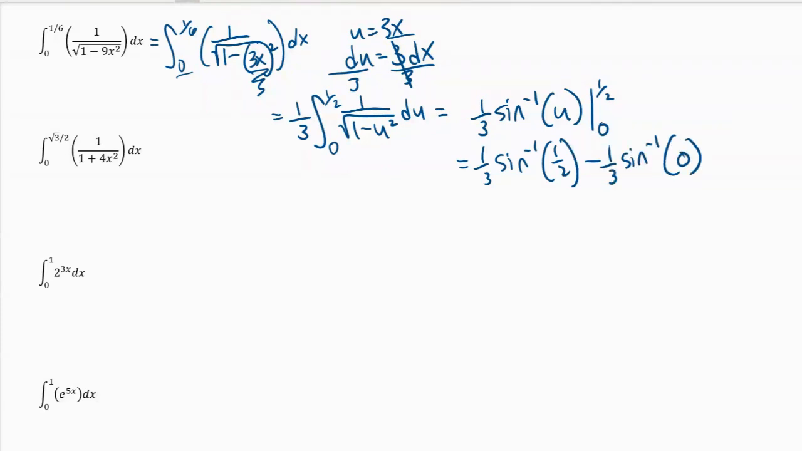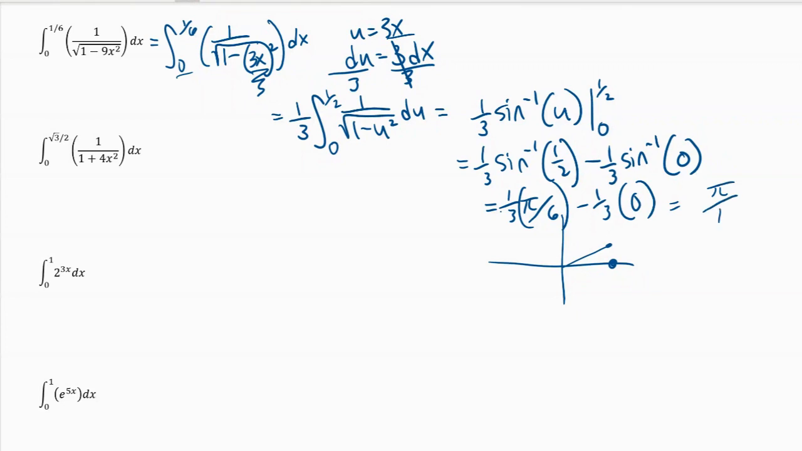You cannot stop. I mean, you can stop, but you shouldn't. You need to be able to solve this. So sine inverse, where on the unit circle is my y coordinate 1/2? And that is at pi over 6. And where is my y coordinate 0? And that is at 0. So I get pi over 18 as my result here.